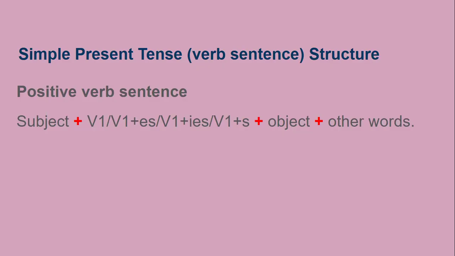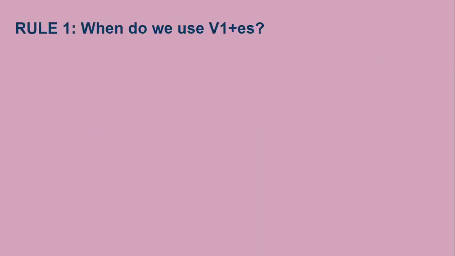Let us now look at those rules that help us determine whether our verb has to end in es, ies, or an s. Let's get straight into it. Let's start with rule number 1. So rule 1 says, when do we use V1 plus ES? Meaning, when does our verb end with an ES?